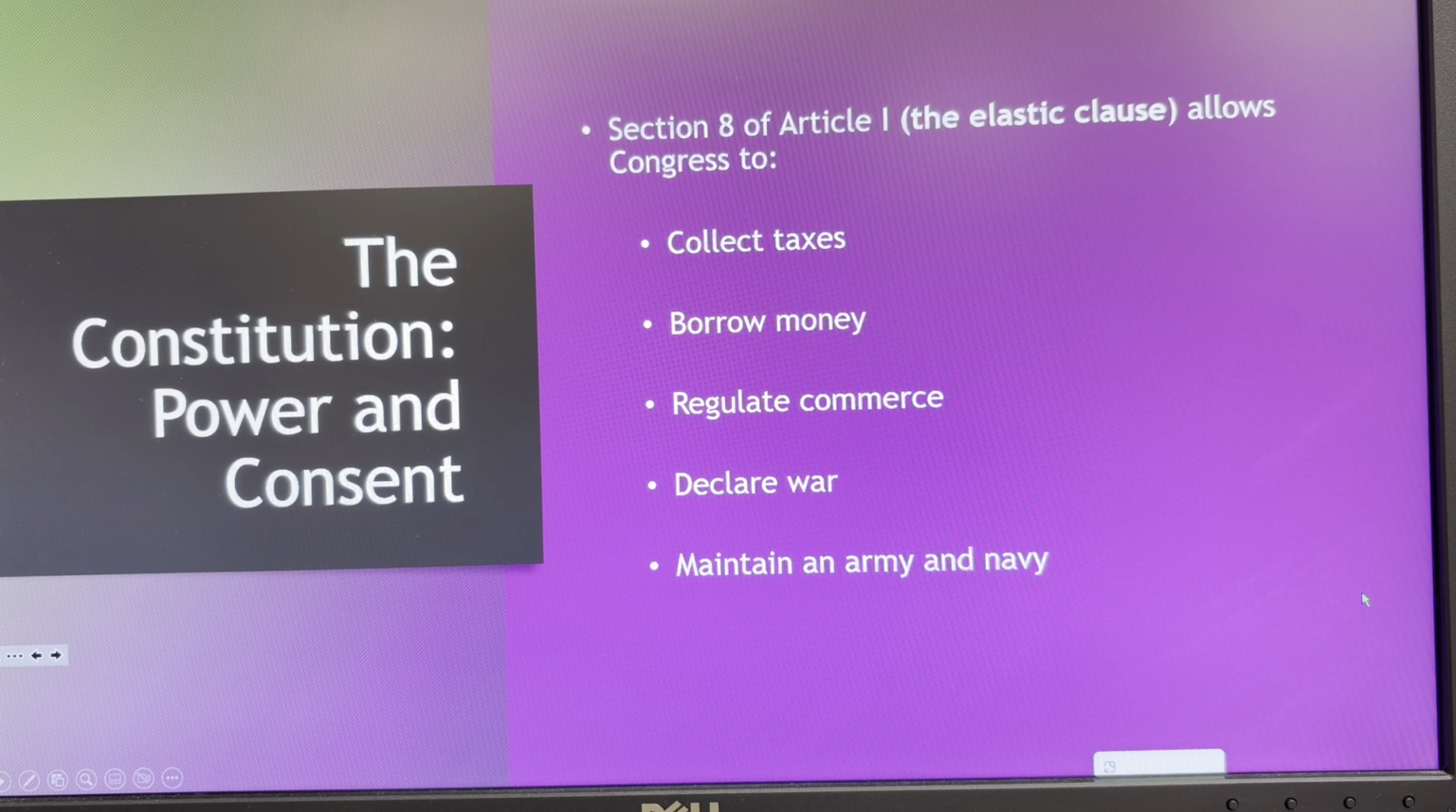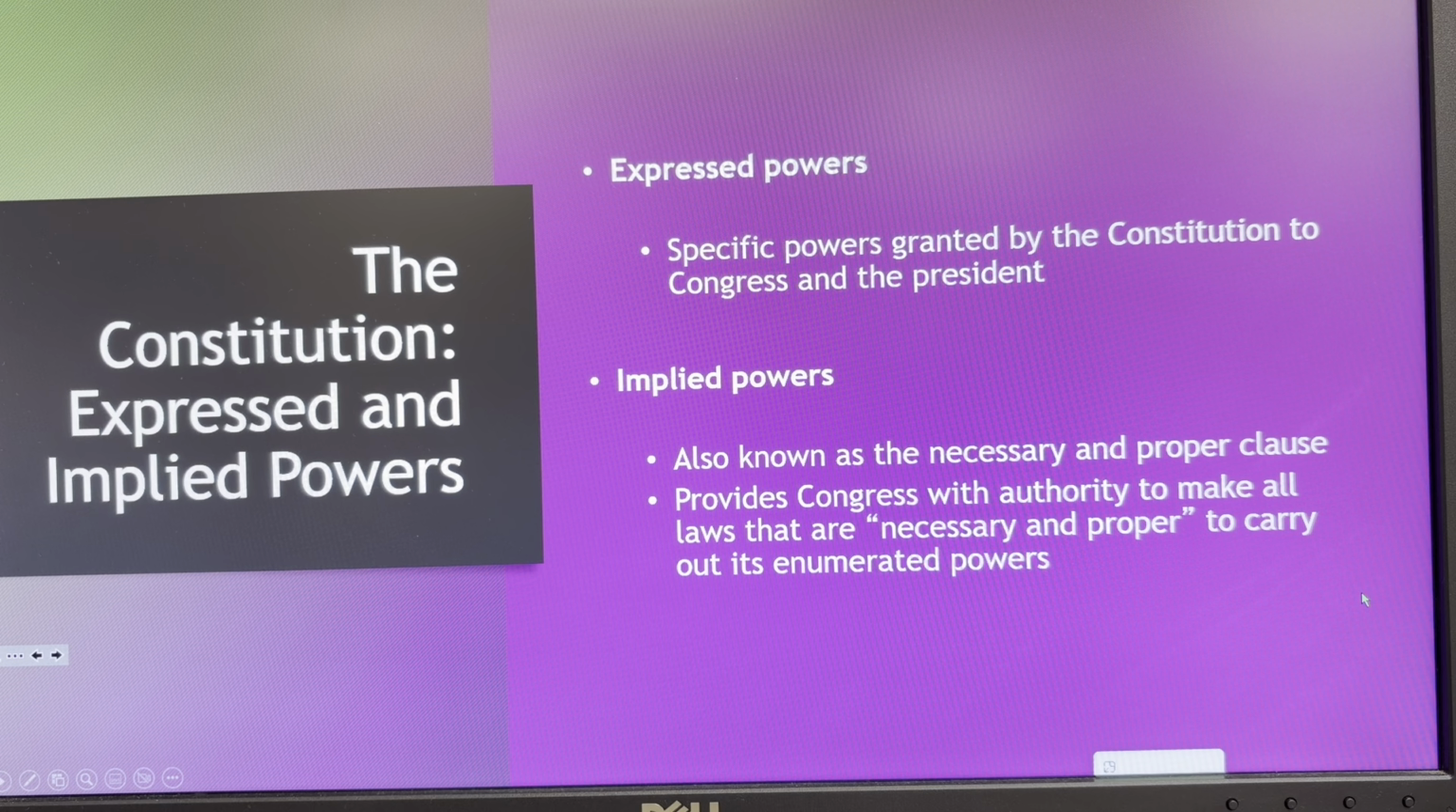Article 1, Section 8, right? Congress shall have the power to, and then we just name a whole bunch of different things that Congress is going to be able to do. It is worth understanding that there is a difference between expressed powers and implied powers, right? Those expressed powers are the ones specifically stated in the Constitution. The implied powers are the ones that are not stated, but are deemed to be both necessary and proper in order for Congress to carry out its expressed powers. And we talked about the National Bank being an example of such, right?